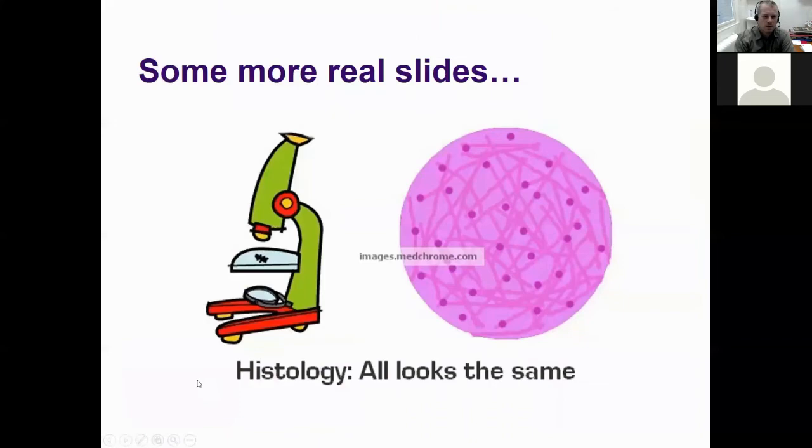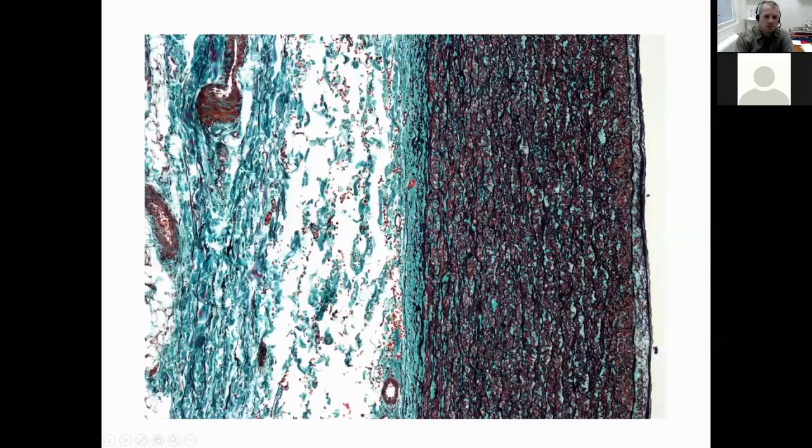And now I'll finish with some more real slides just to summarize and practice what we have learned. This could be some of the slides you could have seen in our practical classes. And you should be able already to make a diagnosis now. So if you look at this, you should see the intima here, the media, being the thickest, and the adventitia.